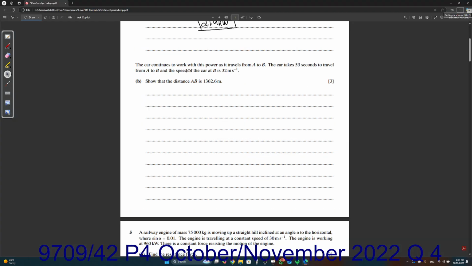Okay, for part B, they say that the car continues to do work with the same power as it travels from A to a point B. The car takes 53 seconds to travel from A to B, and the speed of the car at B is 32 meters per second. So what do we know? We know that the power is the same, so it equals 21,900 watts. We know that delta T is equal to 53 seconds. And we know that VB is equal to 32 meters per second.